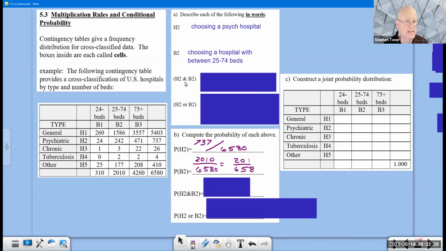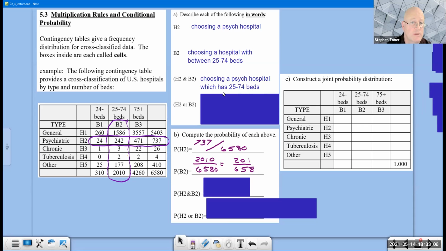When we have the AND symbol, and it's referring to these tables, it actually tells you to go into a particular cell. When we are dealing with H2 and B2, H2 is in the H2 row, and B2 is the B2 column. Now, AND refers to overlaps. Let's describe it first. H2 and B2 is in the overlap there, and that is a psychiatric hospital with between 25 and 74 beds. The probability there says, let's go right into that cell where the 242 is, and the probability will be 242 out of the 6,580.